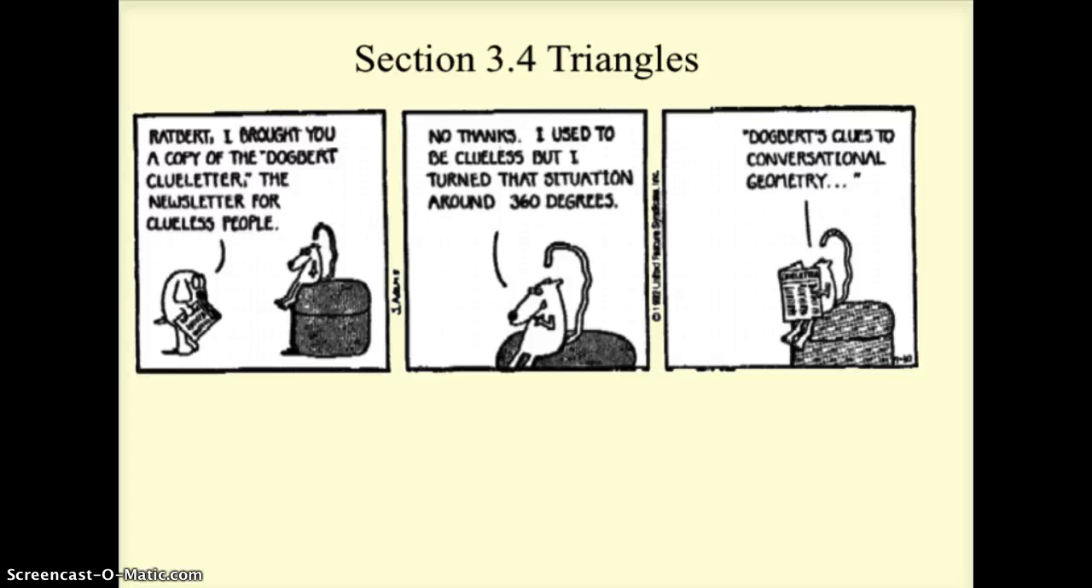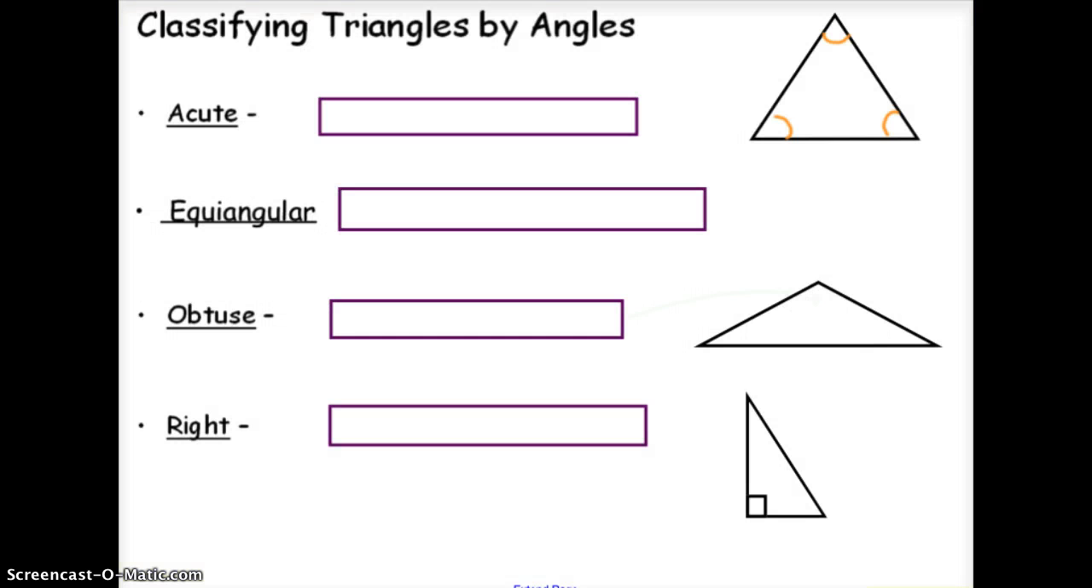Section 3.4 deals with the angles in a triangle. The first thing we need to talk about is classifying triangles, and we can do it in two ways. The first is by angles. Please pause the video and give me a definition of each of the four types of triangles that are classified based on their angle measures.